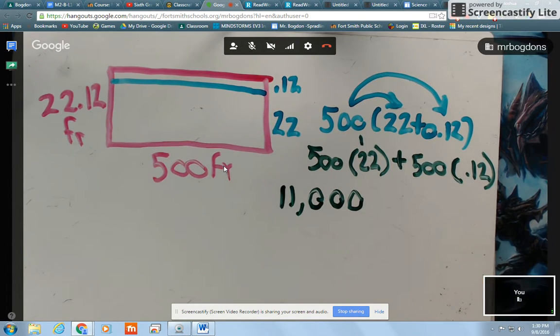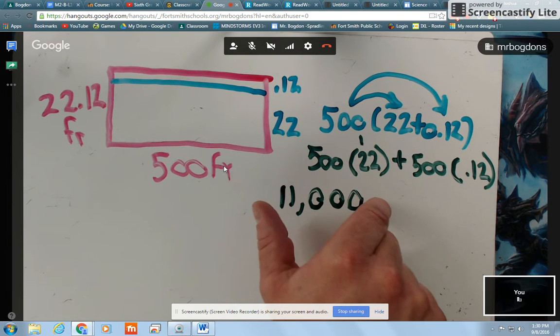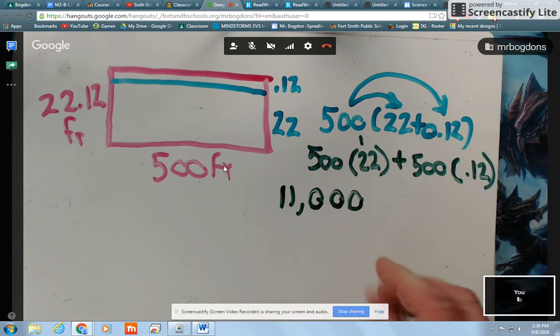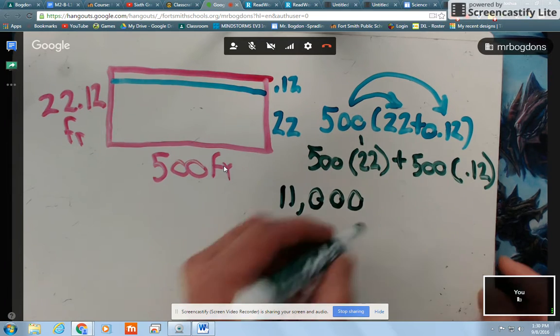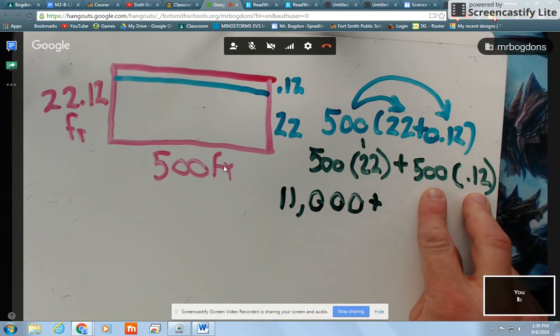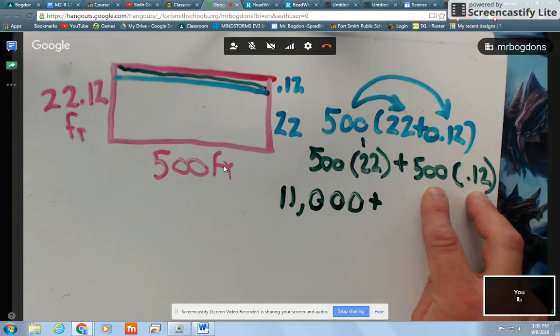Is there anything stopping me from writing out the standard algorithm? Does this seem like a reasonable estimate that 500 groups of 22 is about 11,000? Seems reasonable to me. So I'm going to save myself the time, use my tools, and save myself from having to write out the standard algorithm. Here's my second partial product. That's basically finding the area of this little rectangle right here, right?